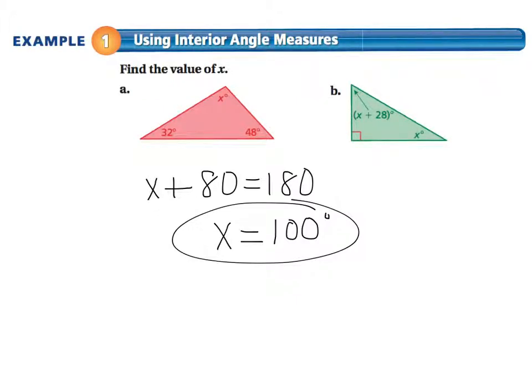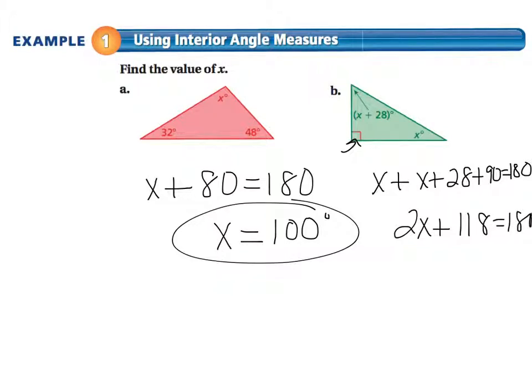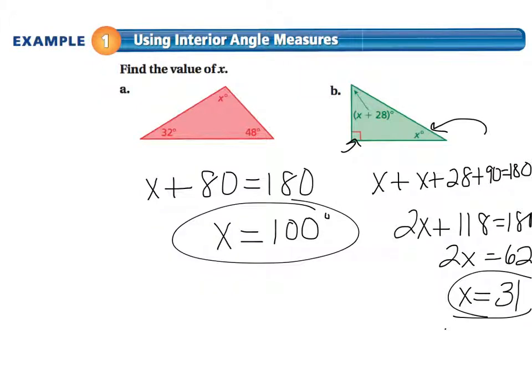In B, I know this angle is 90, so I would take X plus 28 plus 90 equals 180. I combine like terms: 2x plus 118 equals 180. This is all review now. I use subtraction property to subtract 118 on both sides. That gives me 2x equals 62. And by division property, I divide both sides by 2. That gives me x equals 31. So the value of x is 31, which means the angle measure here is 31 degrees. And we could plug 31 in here for x on the second one to find it, but that's not what it's asking.